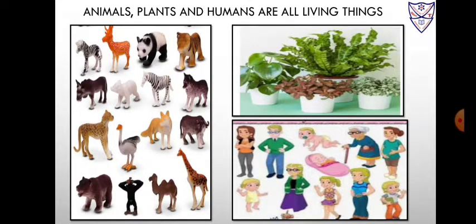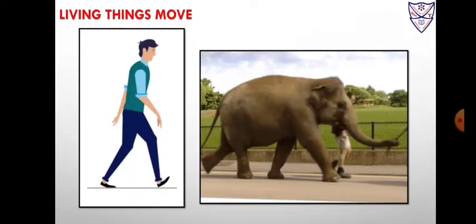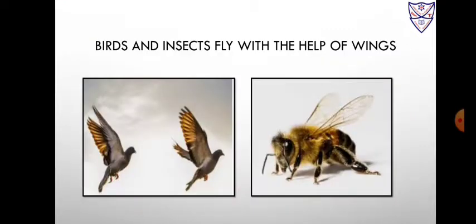Animals, plants and humans are all living things. Now here in this picture you can see different pictures of animals, different kinds of plants and human beings. These all are living things. Why are they living things? Because living things move. Here you can see the picture of an animal, an elephant and a human being. They are both walking, so living things can move from one place to another.